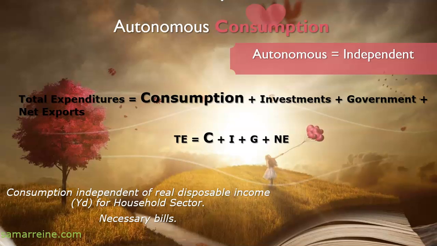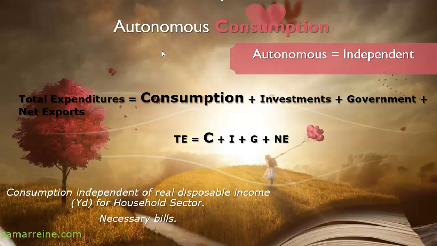Okay, guys, we are now on autonomous consumption. Always stop and look at what the words are saying to you. The word autonomous means independent. Well, if this is called independent consumption, what the heck is it independent of? It's independent of the level of real disposable income.